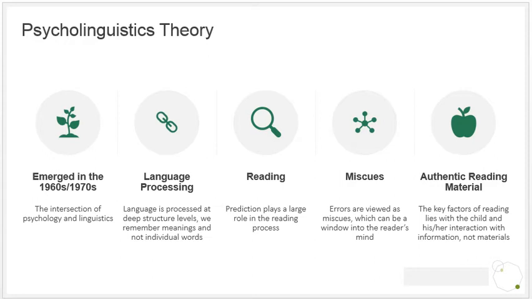And then another thing that this theory really emphasizes is the use of authentic reading material. And it states that the key factors of reading lie with the child and his or her interaction with information and not necessarily materials. And it's really because this theory is so focused on meaning that we need to give authentic reading material to students so that they can make meaning from those.